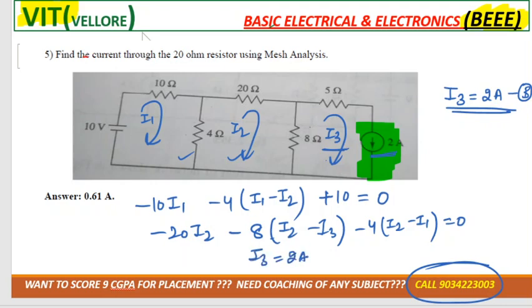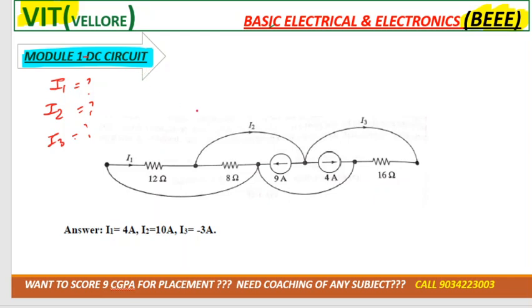Now see what they have asked. They asked you to calculate the current in the 20 ohm. 20 ohm means I2. So your I2 should come to 0.61 ampere. This is your next question. It is based on Kirchhoff's current law. Okay. So now see, as you can see, this is the node, right? This is current moving outside, outside, inside, outside, right? So the incoming current would be on one side and the outgoing current would be on the other side, right?